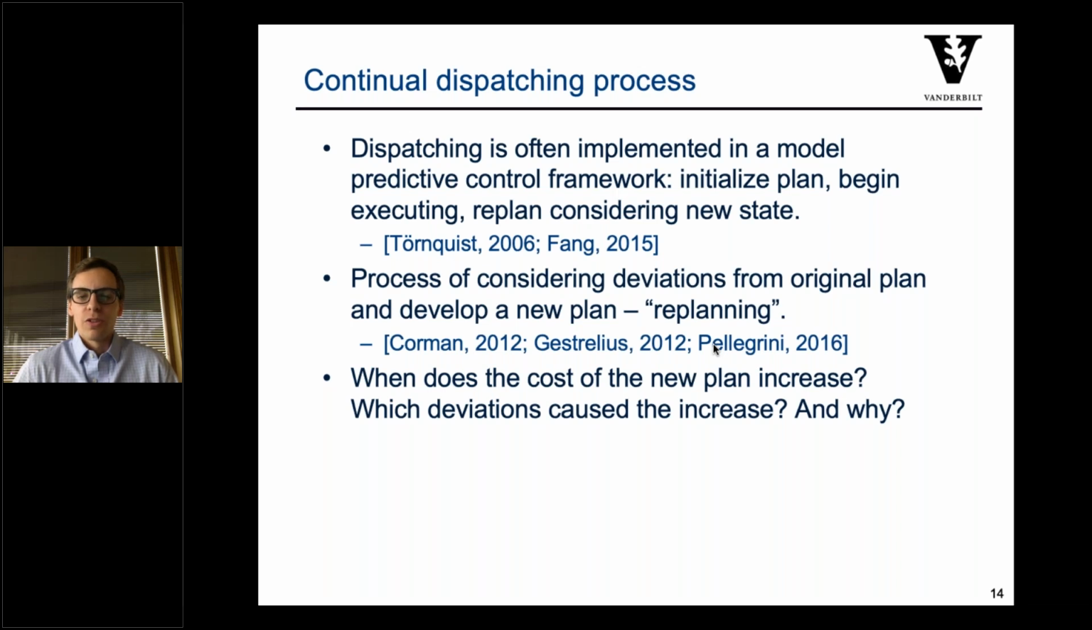Some of the questions that we'll look at as they relate to the replanning problem are how the cost of the new plan increases or evolves over time, and which deviations are causing that increase, narrowing down those costly plan increases to specific periods of time. And ultimately, this information can be used to attribute causes for those increases in cost.